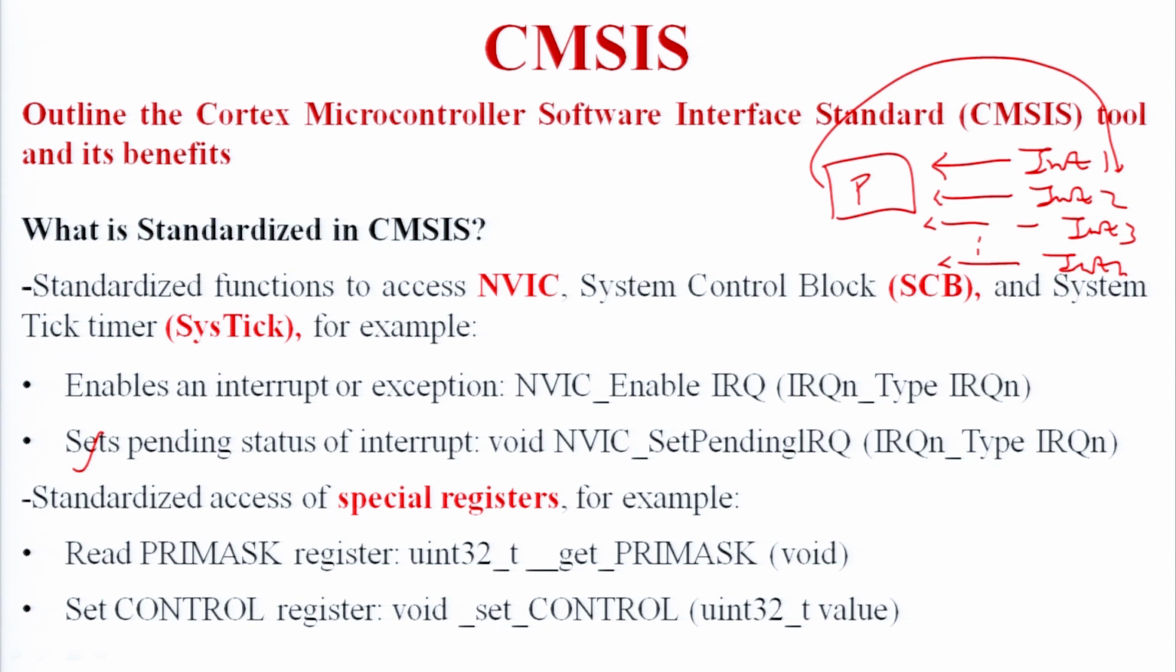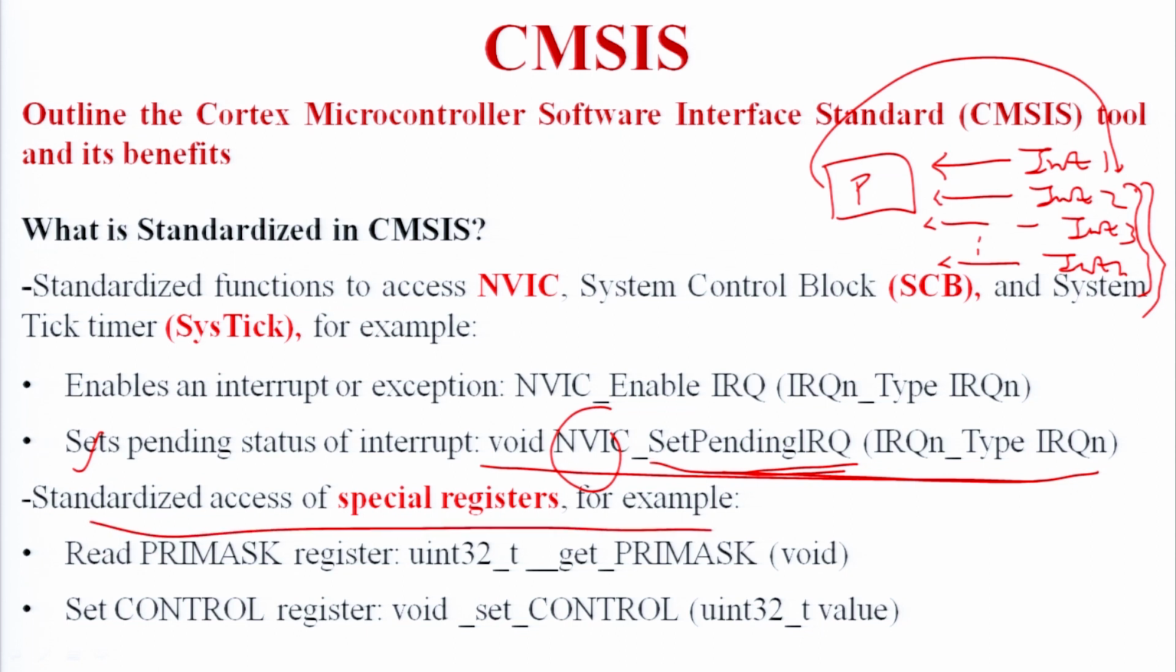So at any time it may happen that some interrupt cannot be handled, and it shows as a pending interrupt. Pending interrupts can be executed by these types of instructions. So void NVIC set pending interrupt request. Set pending interrupt request means that whatever interrupts are pending to be serviced by the processor can be executed by this type of instruction. So, standardized access of special registers: in our system processor there are some registers, and the registers are accessed by using these types of instructions.